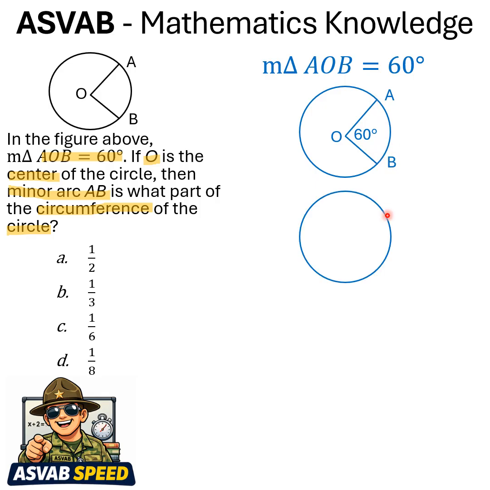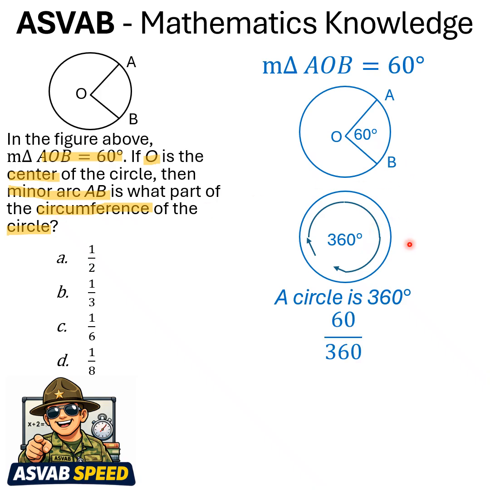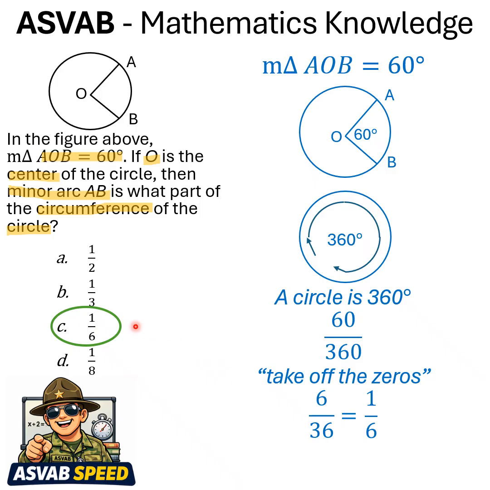Now let's review a circle. A circle is 360 degrees. So this piece of the pie is 60, and they're asking what part of 360 is it? So let's throw in some math. 60 over 360, right? Part of a whole. That's how fractions are, part of a whole. For mental math, get rid of the zeros. So we have 6 over 36 reduces to 1 over 6. And there's your answer, C, 1/6.